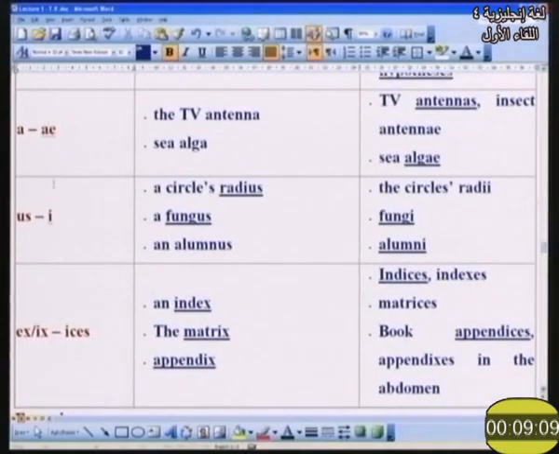If the word ends with us, then the plural changes into an I. Radius, the radius of a circle, the plural is radii. It ends with an I. If you drop the US, you have an I, and then you put another I. Fungus, the plural is fungi. And alumnus, a graduate, the plural is alumni.